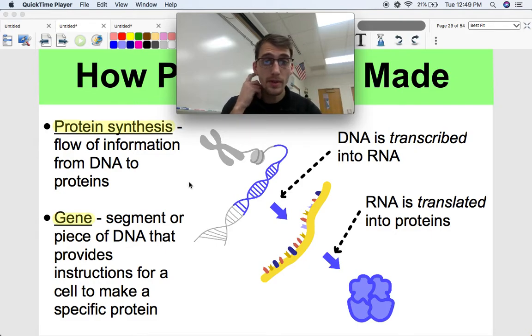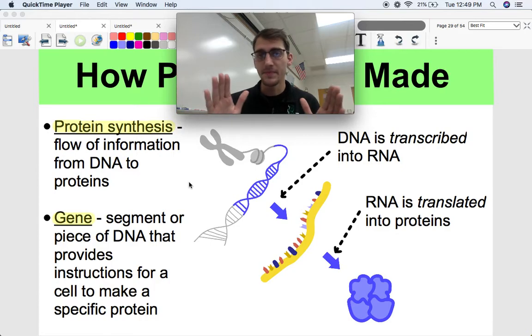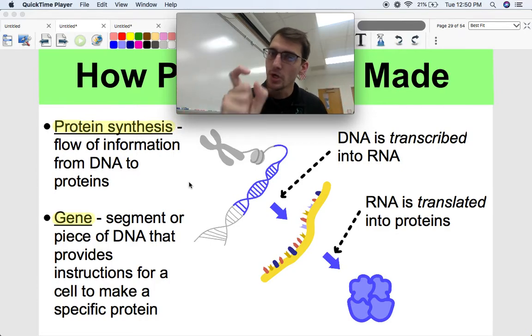So the message that this carries is translated, kind of like a language, into proteins. So what we're really looking at here, what this process is called, in short, is gene expression. And so what is a gene? It's a segment or a piece of DNA that provides the instructions for a cell to make a specific protein. So if a cell's genome, or all the DNA within a cell, is like an instruction book, a gene is the instructions to make one particular thing. So a gene is used to make one specific protein.